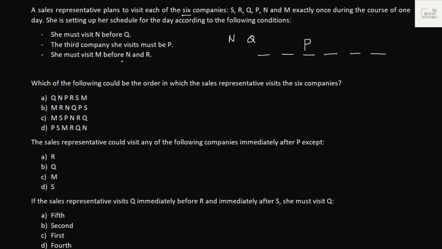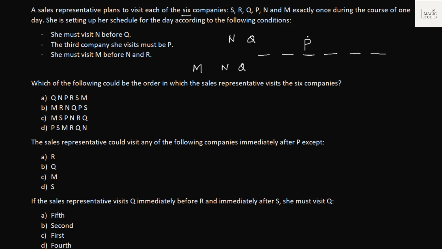She must visit M before N and R. So N should be before Q, and before N, M should be there. R can be at any position. So we can have many different possibilities of arranging them. That's why questions are being taken up. Let's read the question and then we will try to answer. Which of the following could be the order in which the sales representative visits the companies?